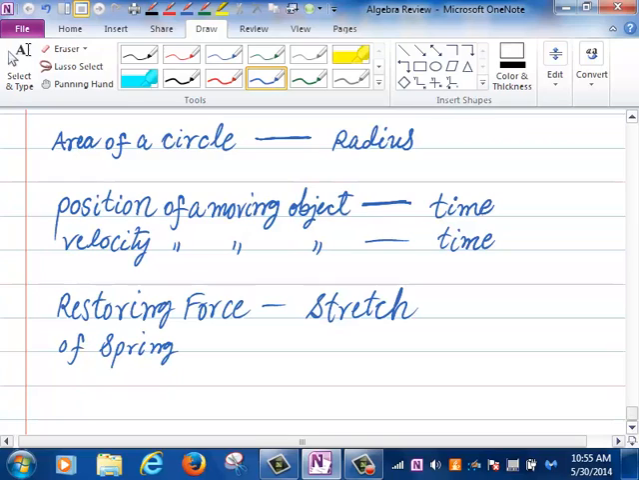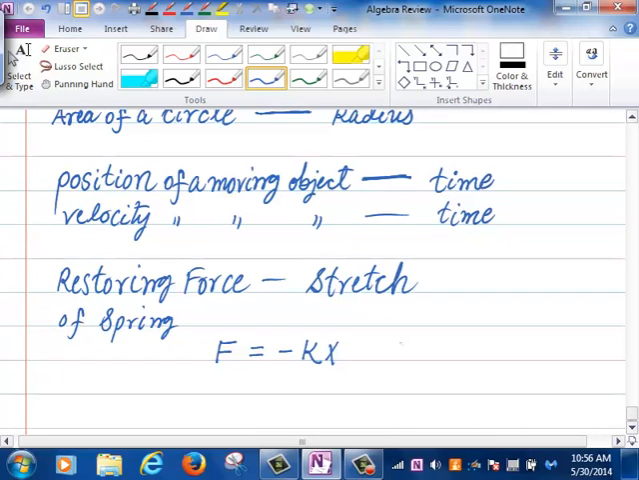So if you let go of the weight, it's going to go back and forth, moving from its natural position. There is a restoring force on the object once you stretch the spring and let go. Let's say the restoring force is F, and you stretch it by an amount X. So this is the same as K times X. The force is proportional to the stretch. And this is known as what? Anyone knows from physics? Hooke's law.